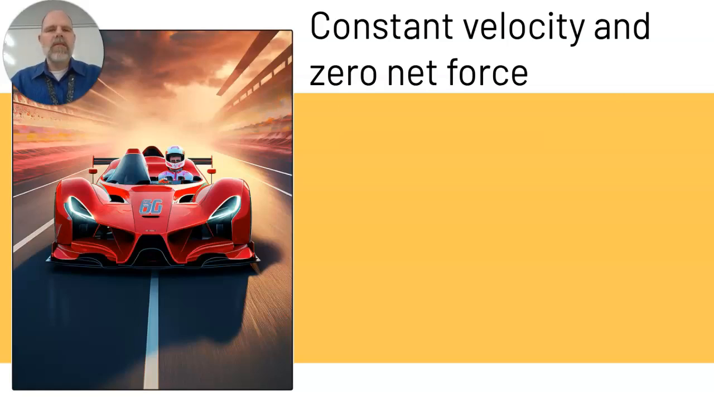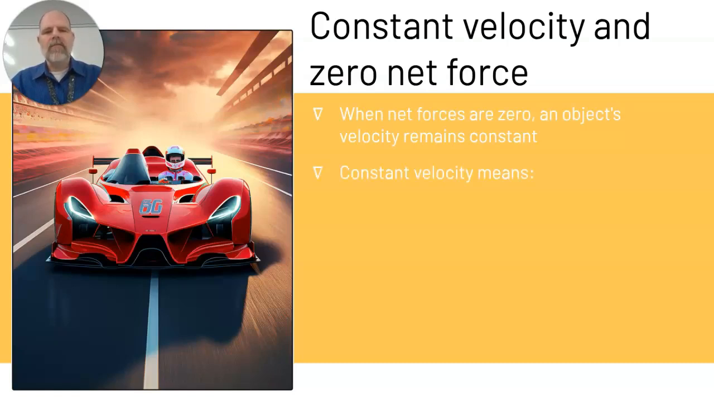So let's talk about constant velocity and zero net force. When net forces are 0, an object's velocity remains constant. Constant velocity means that there's no change in speed and no change in direction, because remember that velocity is a vector. This is a direct application of Newton's first law, which states that an object at rest will stay at rest, and an object in motion will stay in motion unless acted upon by a net force that is outside of the object.